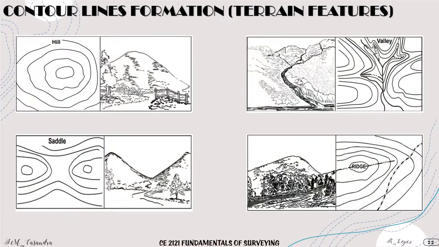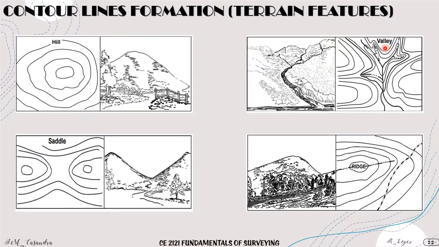So we have here a different diagram for your terrain features. So hills would be more or less circular in shape, concentric circles. So a saddle would represent an hourglass-like shape. So this one represents this portion of the formation between two hills or two mountains. You have here your ridge. So this is the center of your mountain or your hilltop.